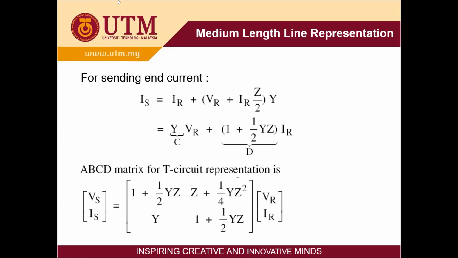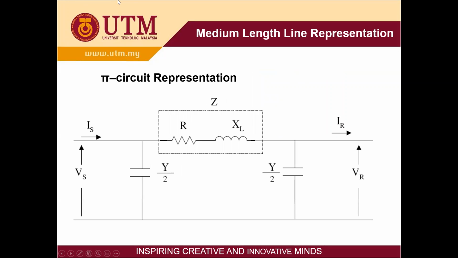Next is the pi circuit representation. As you can see here, we have the impedance, but now the admittance is divided into half. The same thing we will do for this pi circuit representation, where we need to find the relationship of Vs and Is in terms of the A, B, C, D matrix in terms of IR and also VR.